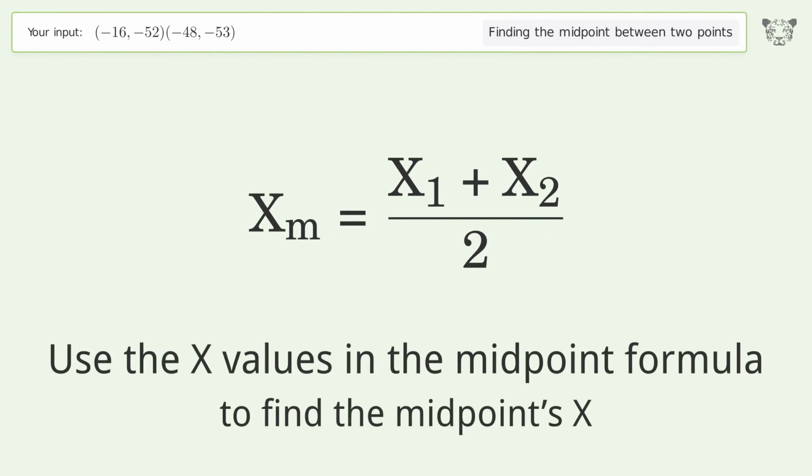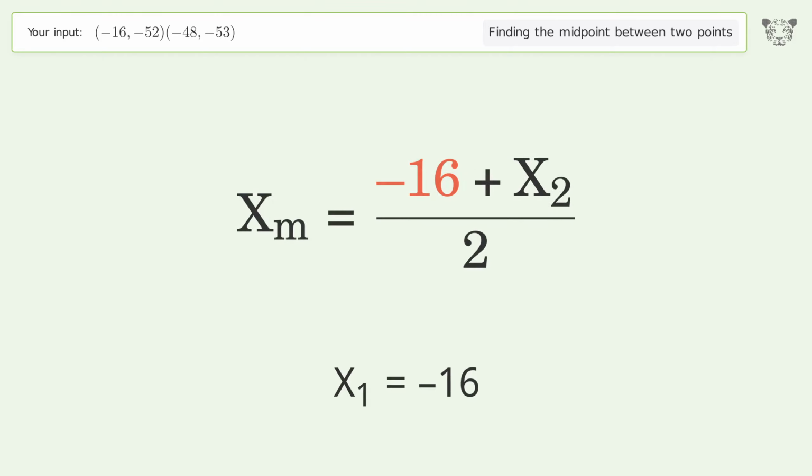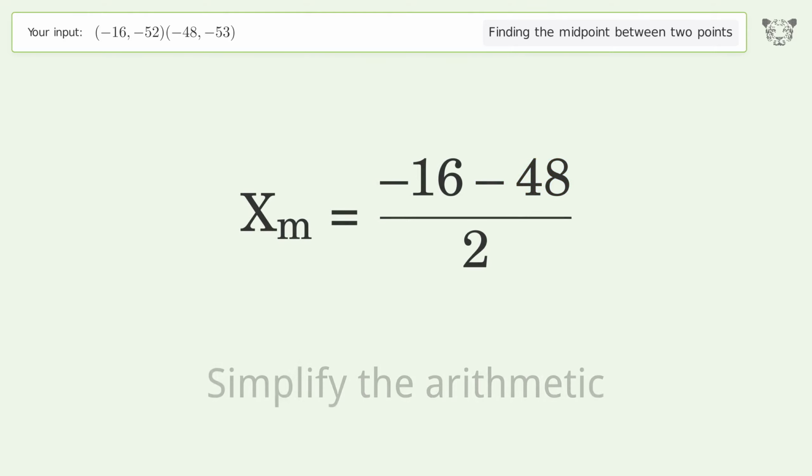Use the x values in the midpoint formula to find the midpoint's x. x1 equals -16. x2 equals -48. Simplify the arithmetic.